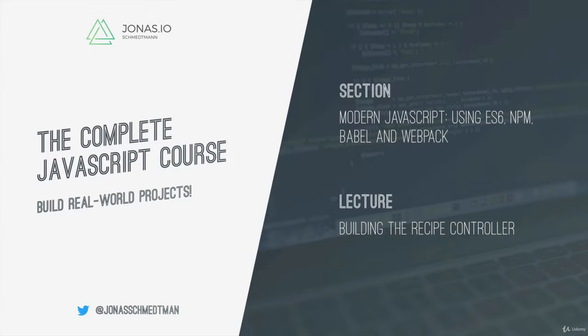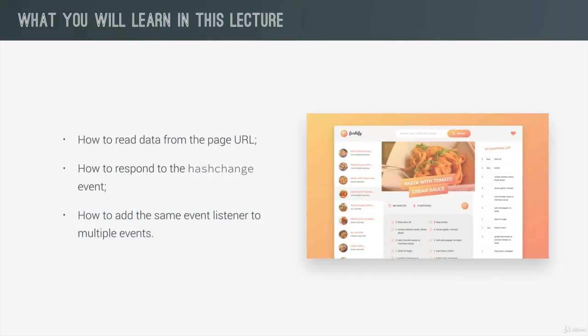In this video, we will implement a controller for the recipe section. And this is actually a pretty cool lecture where you will get some new knowledge, and so you will learn how to read data from the page URL by responding to the hash change event, and also how to add the same event listener to multiple events. So probably quite a long video, so let's get started.